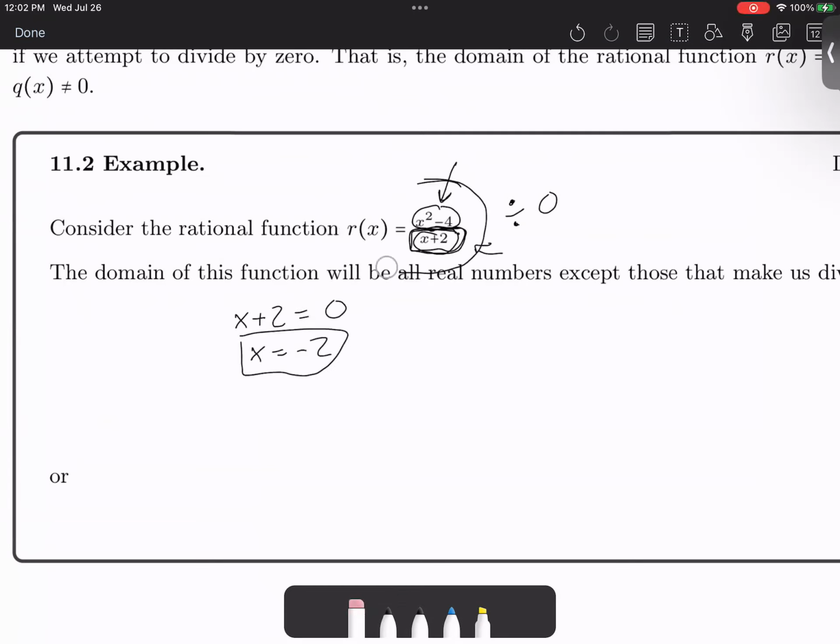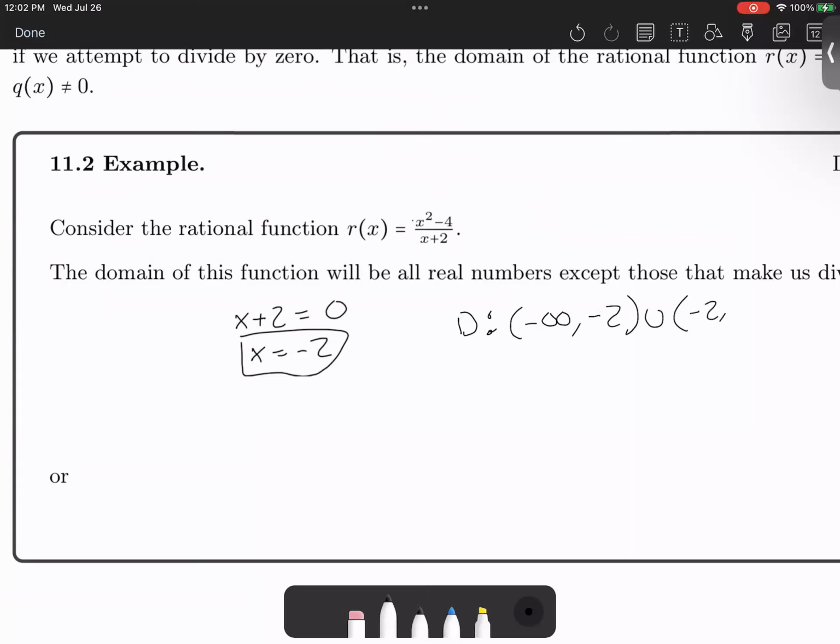So the domain of this rational function, in fact, the domain of any rational function, are the zeros of your denominator. Therefore, this rational function has a domain minus infinity up to minus 2, and then minus 2 to infinity. All right, we just skip over minus 2. It exists over the entire real number line except at minus 2.